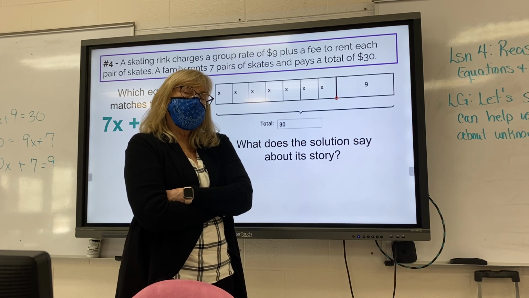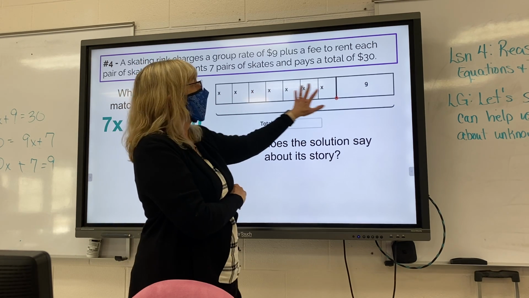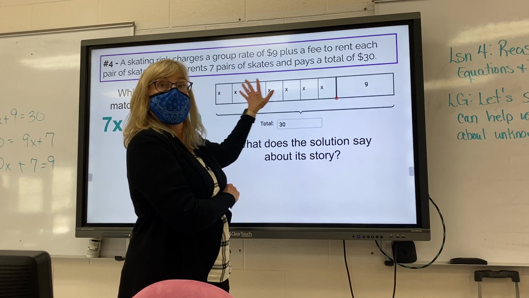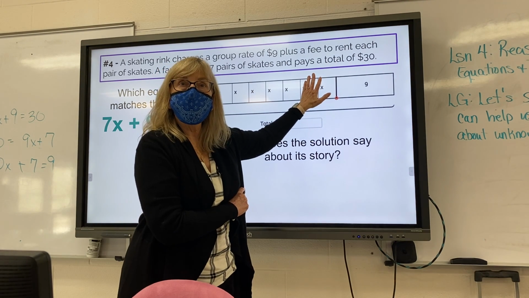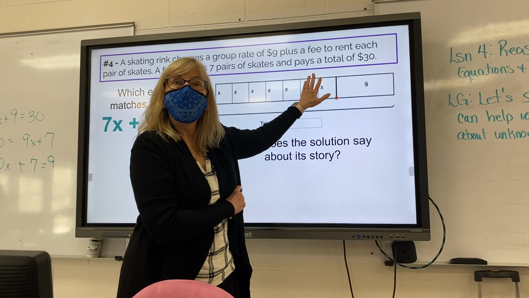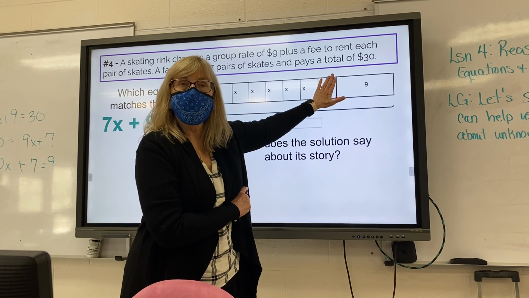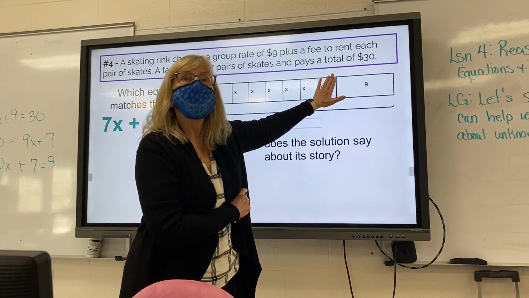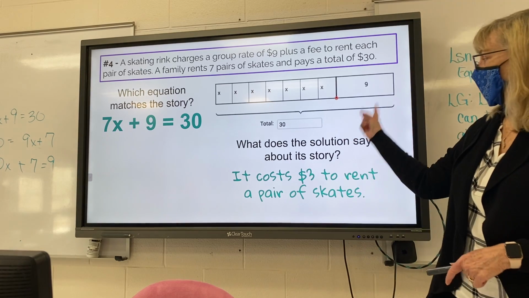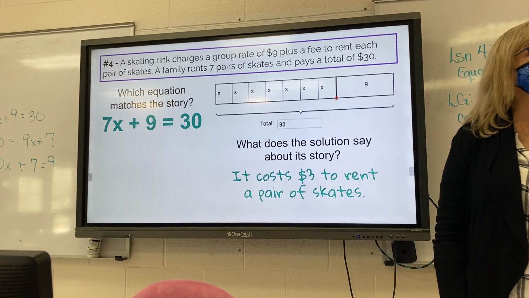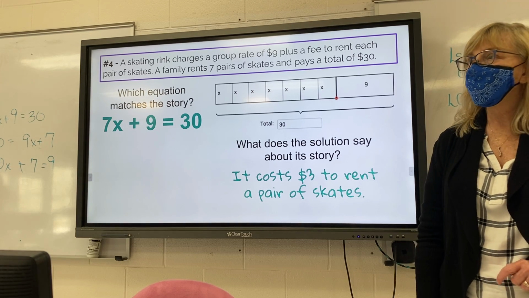What does X stand for? What is X standing for in this problem? How much money 1 pair of skates is? Okay, so how much is 1 pair of skates? What's the value of X? 3. So how much is 1 pair of skates? $3. There you go. You got it. It costs $3 to rent a pair of skates. Good job. Thank you for hanging in there.